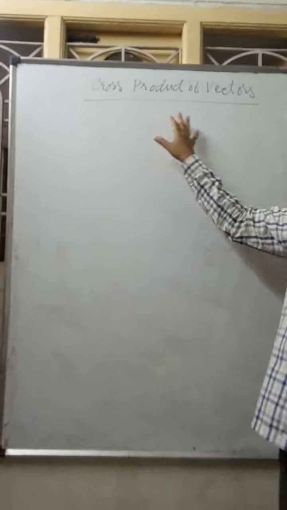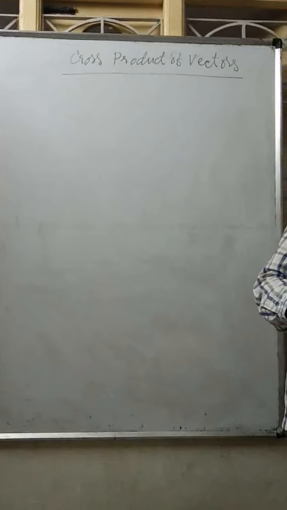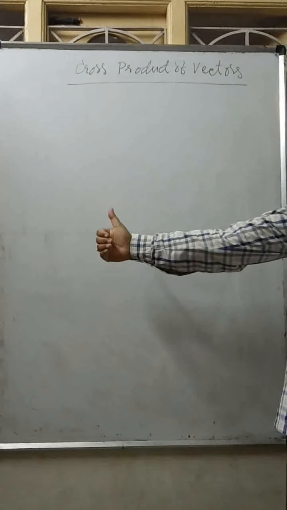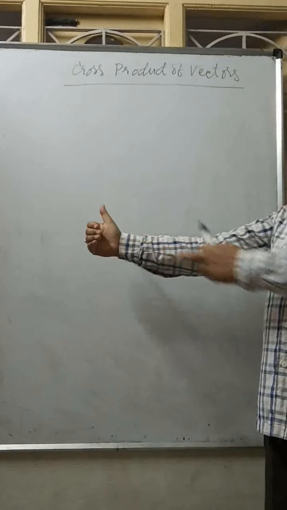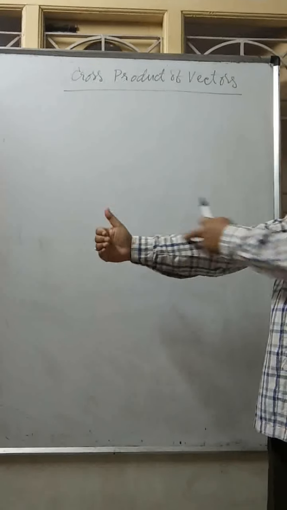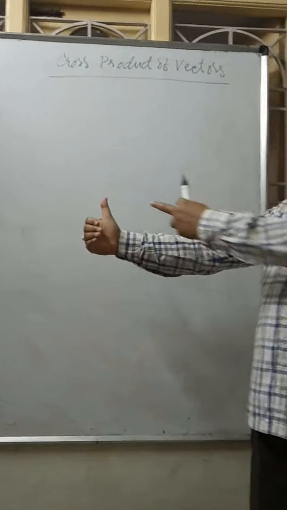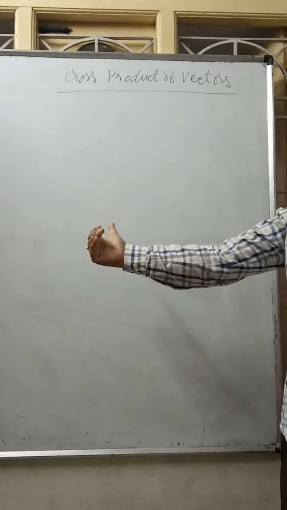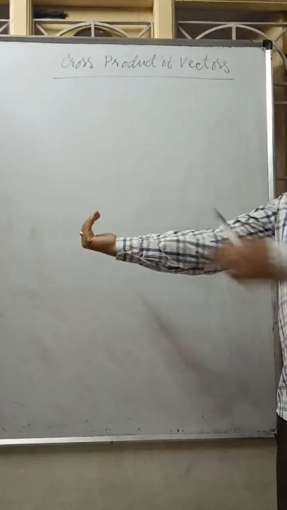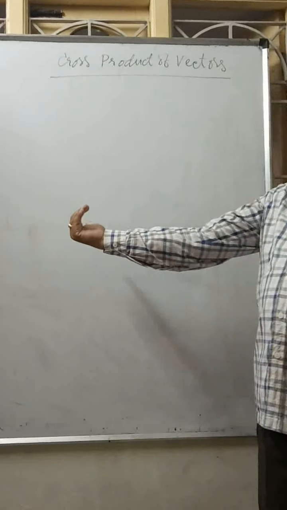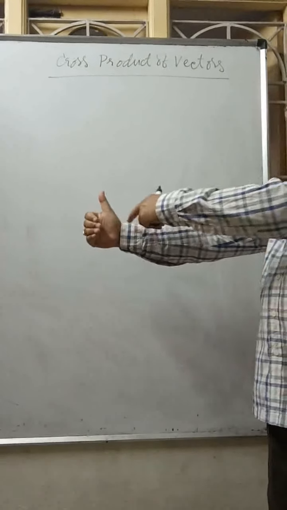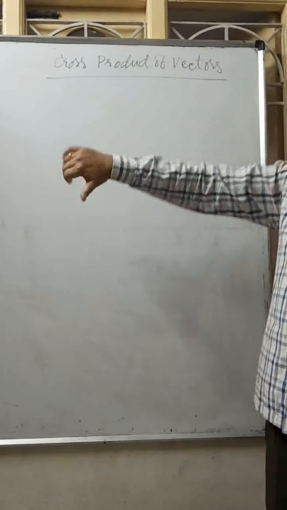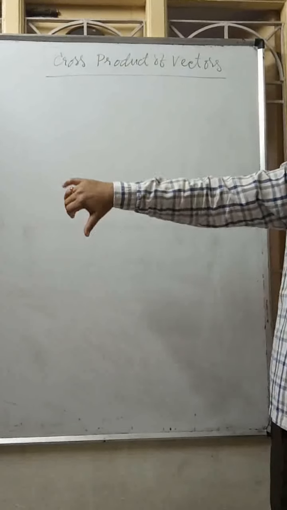Today we'll start cross product of vectors. First, the right-handed system. If you take your right hand, your fingers point towards the x-axis and the hand points towards the y-axis, then your thumb points towards the z-axis. This is called a right-hand system. If this is moving in anti-clockwise direction, the thumb is upward. When this is moving in clockwise direction, the thumb will move in downward direction, that is the left-hand system.